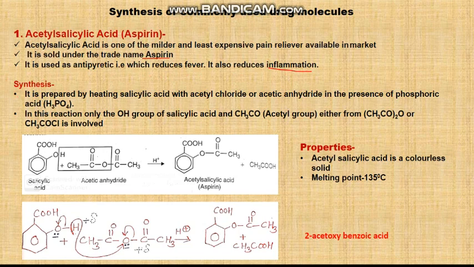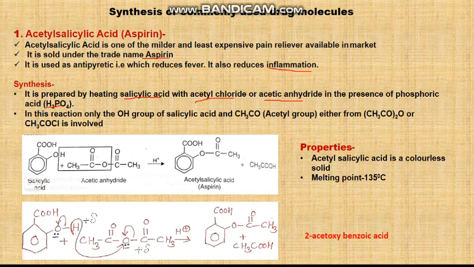Let's have a look on its synthesis. It is prepared by heating salicylic acid with acetyl chloride or acetic anhydride in the presence of phosphoric acid. So the phosphoric acid, this is also known as orthophosphoric acid, which is acting as a catalyst in this synthesis. So here with salicylic acid, either acetyl chloride or acetic anhydride, either one of these two can be used, which will give the ultimate product, that is acetyl salicylic acid or commonly known as aspirin.